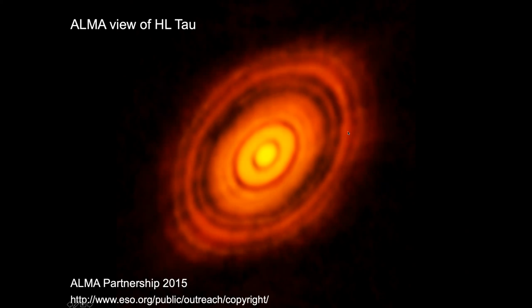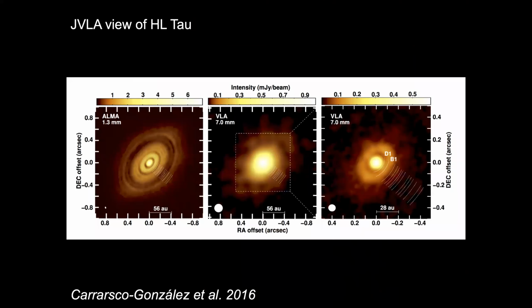And you can see this is at 1 millimeter, but you can see it also with the JVLA, the Jansky Very Large Array in New Mexico. And here, the beauty about these observations, so this is again the ALMA, but then this is the 7 millimeter. So with the JVLA, you can go at longer wavelengths. So now you're sensitive to, say, the larger grain population.